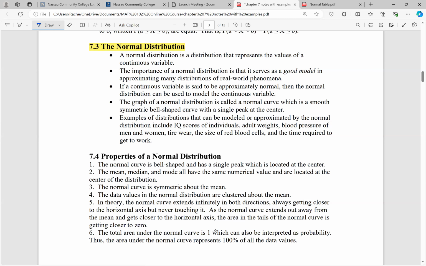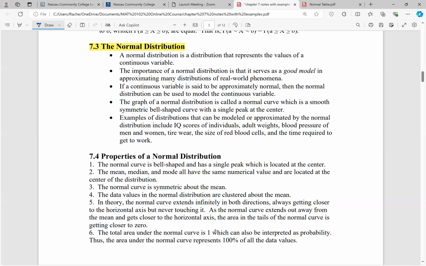Some examples of distributions in real life that can be modeled by the normal distribution are IQ scores, adult weights, adult height, blood pressure of men and women, the size of red blood cells, and so forth. So there are many real-world phenomena that are going to follow a normal distribution naturally.